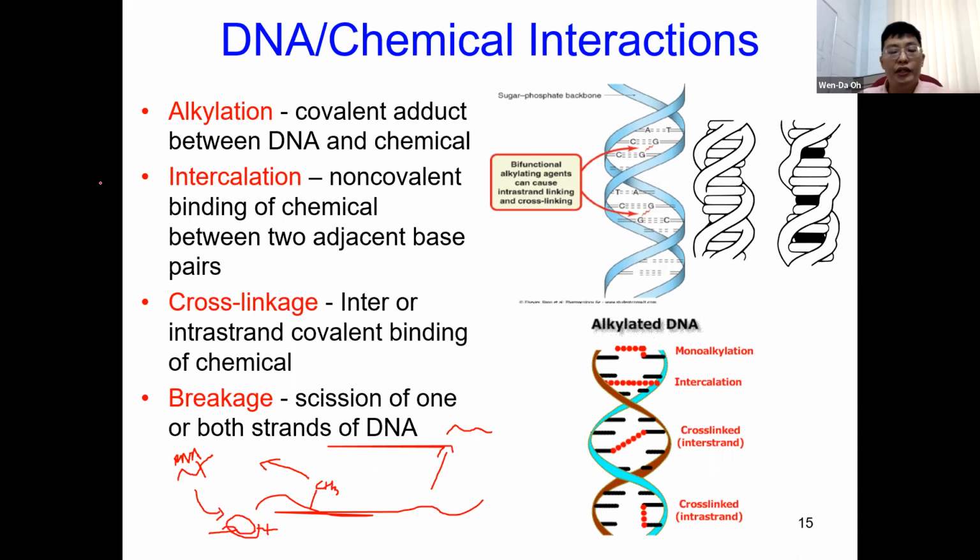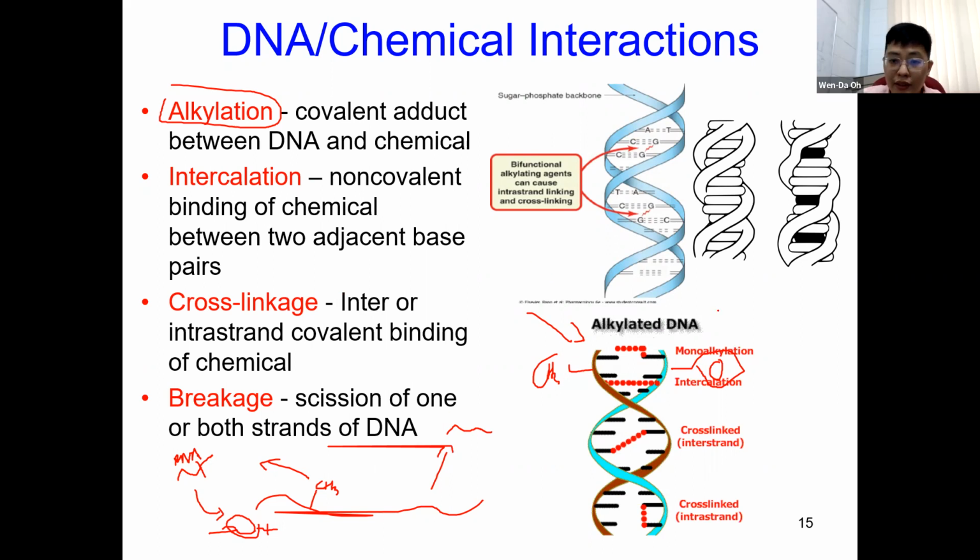There are many kinds of chemical interaction. For instance, you have alkylation. Alkylation means addition of certain chemicals through covalent bond. For example, here if you look at this, if you have alkylation, you may have certain chemicals coming here. Or sometimes you can have attachment of a benzene ring or some chemicals to the strand. You have intercalation, non-covalent binding of chemicals between two adjacent base pairs. You can also have cross-linkage. Cross-linkage means inter-strand covalent binding.